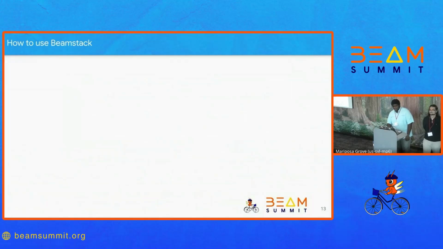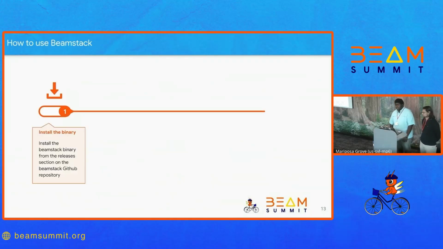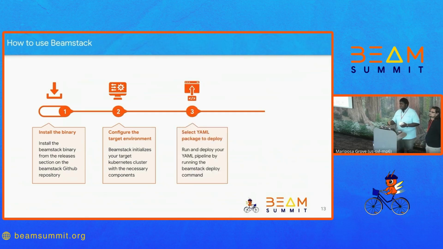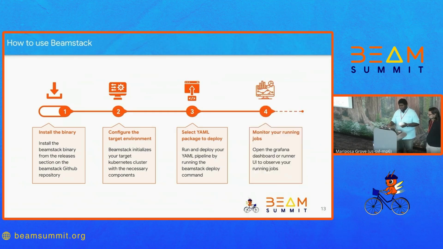So how do we use BeamStack? The first thing is, well, you have to install the binary from GitHub. So if you go to the GitHub repository, select the version that's compatible with your computer, you just download it and install it. The second step is to configure the target environment, basically just initializing it with the resources as will be displayed shortly. Then you select the YAML package that you want to deploy. So, as ML engineers, you might have multiple pipelines that you're working with. So you just specify with the name tag, and then it deploys it. And then the final step is to actually monitor your jobs with Grafana or the Runner API.